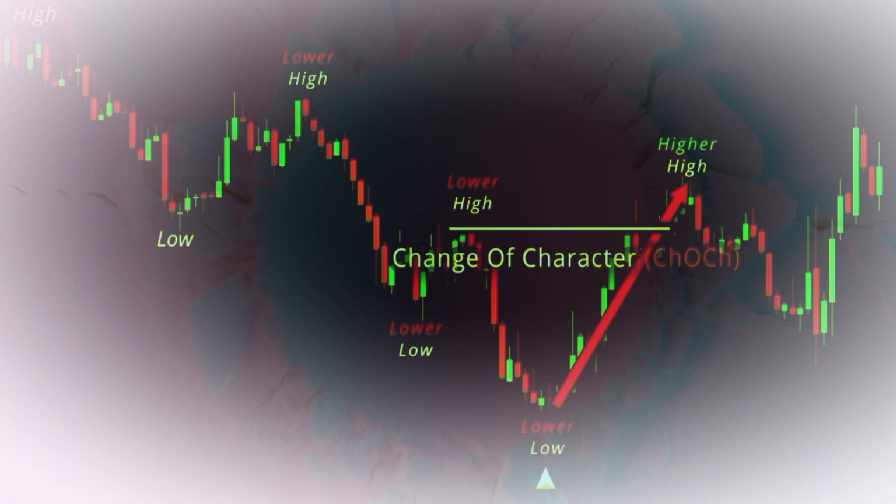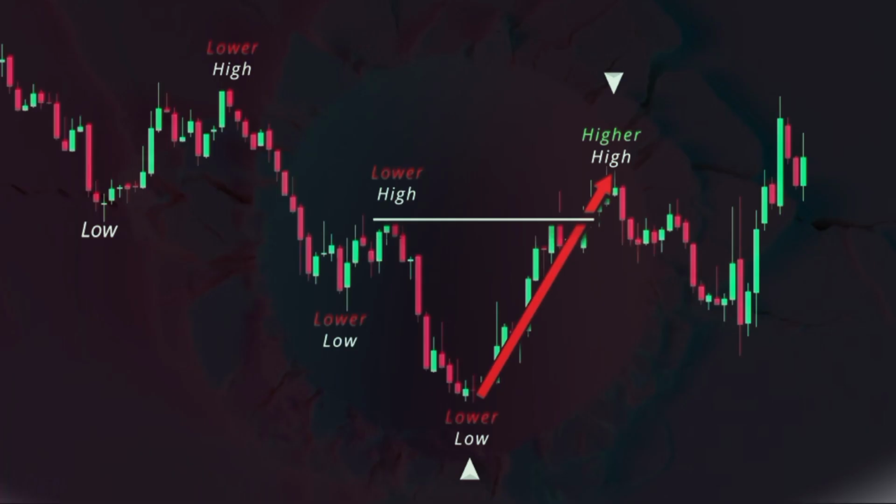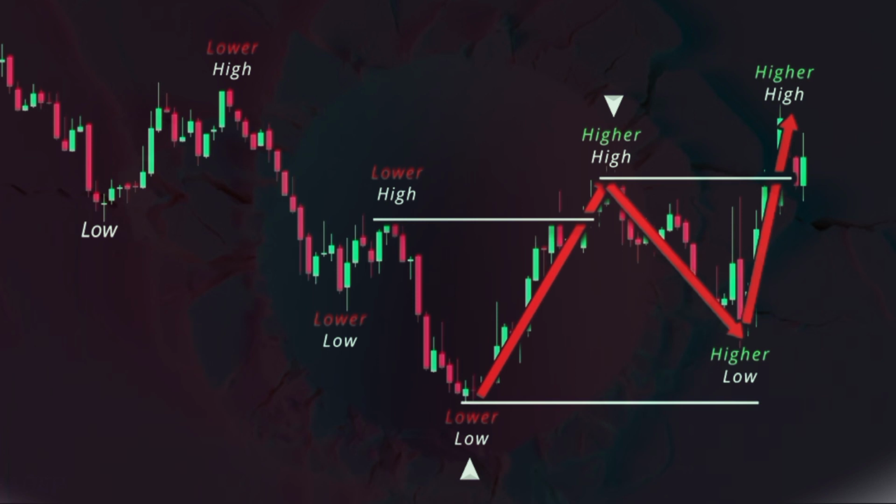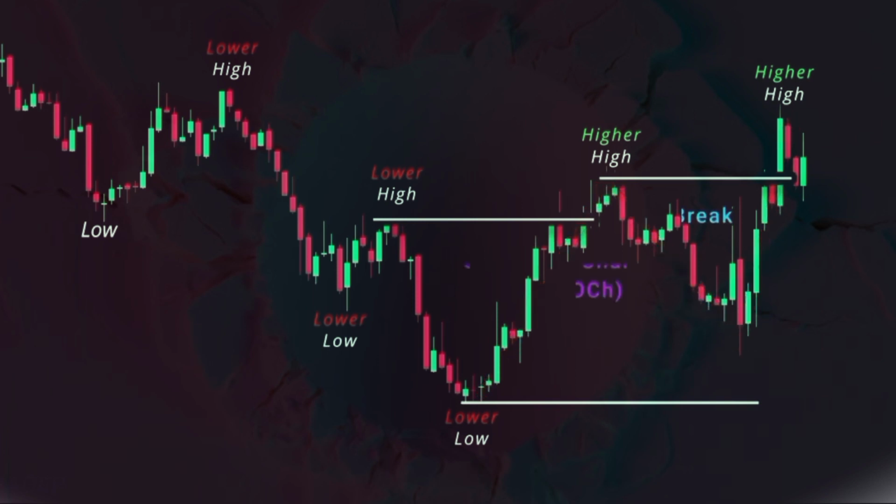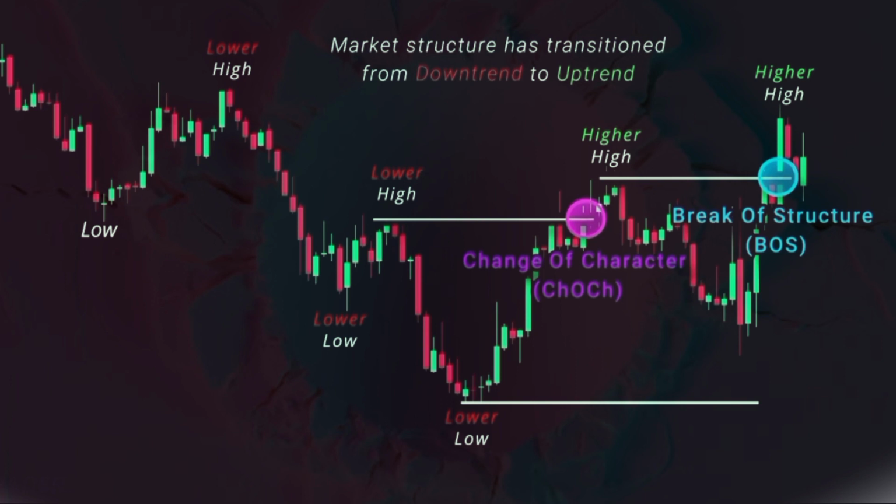And as seen in this example, after the price broke the previous highs, it went down, remained above the previous lows, went up and broke above the previous highs. So now we have a break of structure that formed after a change of character. And because of this, it is now confirmed that the market structure has transitioned from a downtrend to an uptrend.